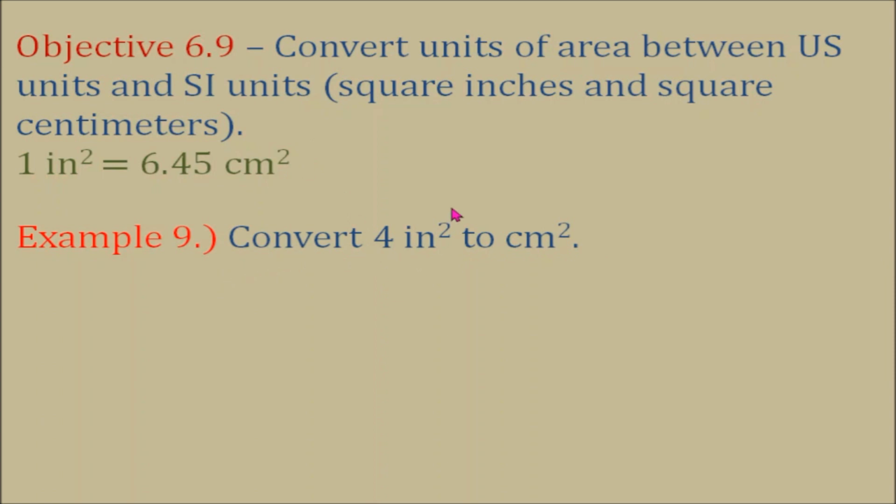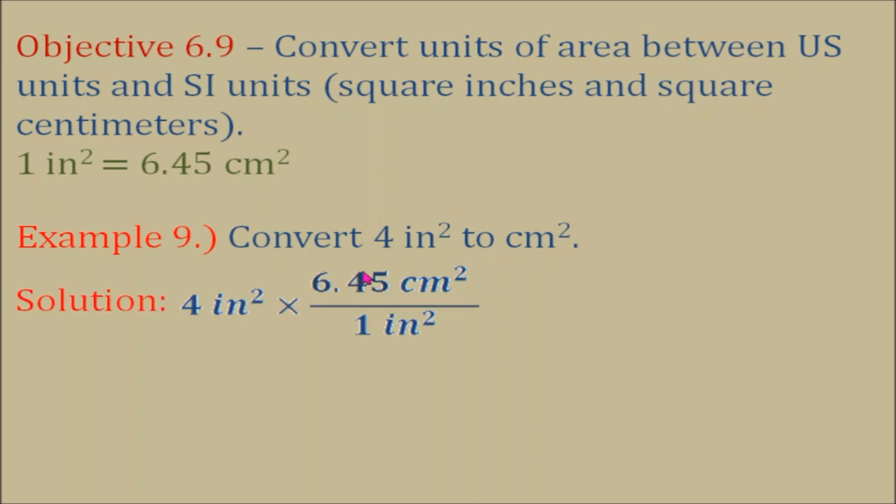Example number 9. Convert 4 inch squared to cm squared. So again, we are going to write down 4 inch squared, then multiply it by a conversion factor showing inch squared on the denominator. So that's 4 inch squared times 6.45 cm squared over 1 inch squared. So this inch squared cancels out. So this means 4 times 6.45 cm squared over 1. And that is equal to 25.8 cm squared.